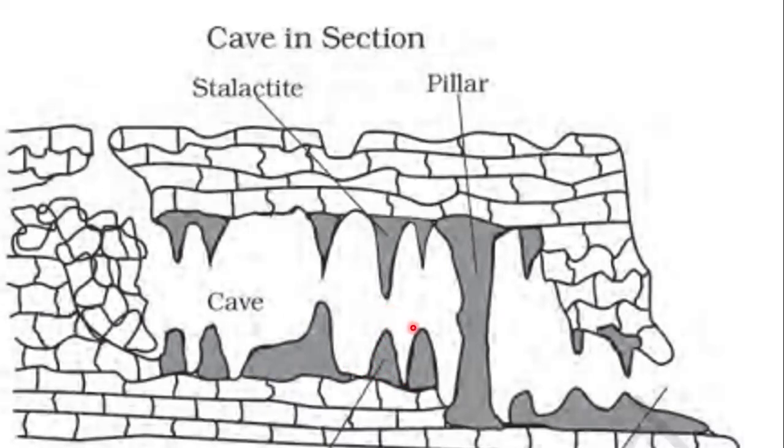Eventually, stalactites and stalagmites form columns or pillars of different sizes. When the stalactite and stalagmite both gain height and they meet, they form a pillar. So stalactite, stalagmite, and pillar, these are the depositional features found in the karst topography.